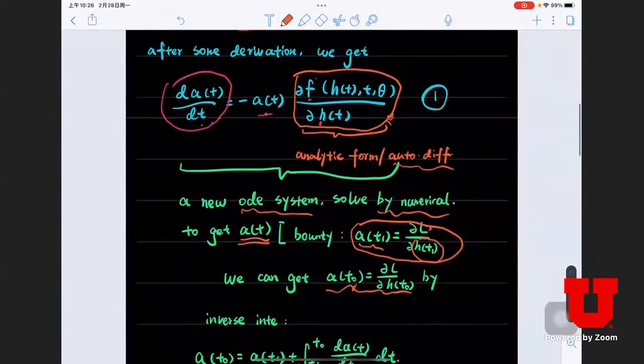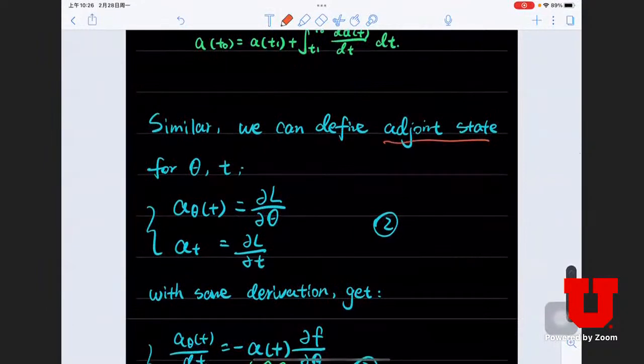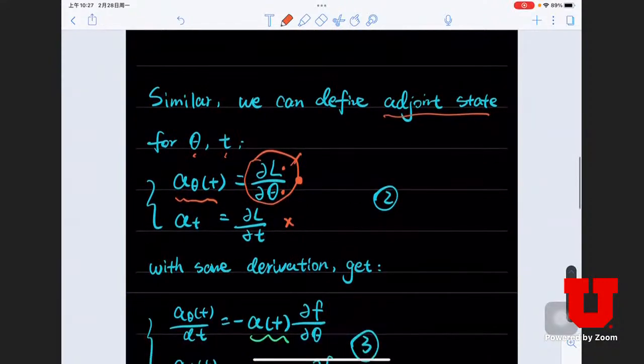When we got this a(t) from Formula 1, we do similar things and define the adjoint state for theta, which we're interested in, and even t itself. But actually, in our work, we are not focused on this term, but on this term. We just define a_theta(t) as the gradient of the loss function with respect to theta, I mean, maybe the parameters of the neural network. And remember, here is our goal. I want to compute this and update the gradients. And how we exactly get this term is still with some derivation.